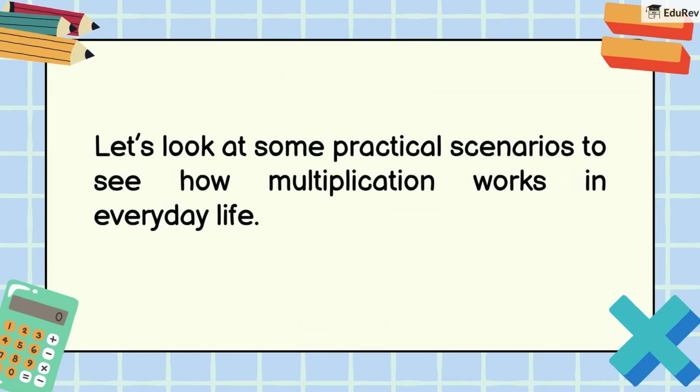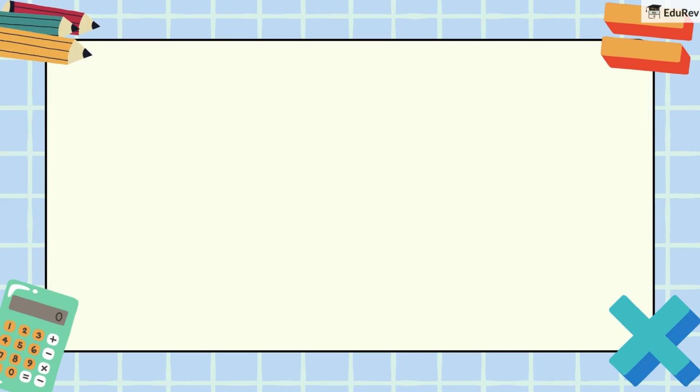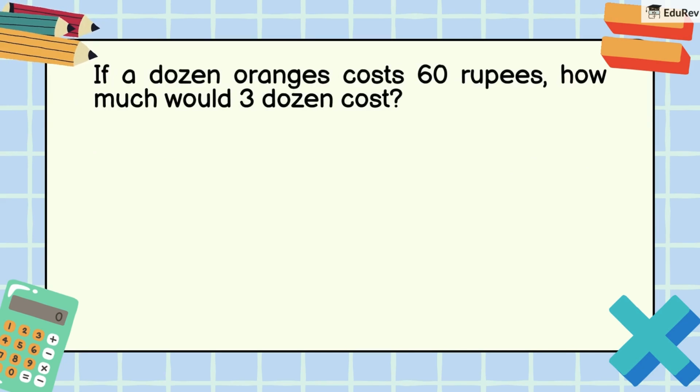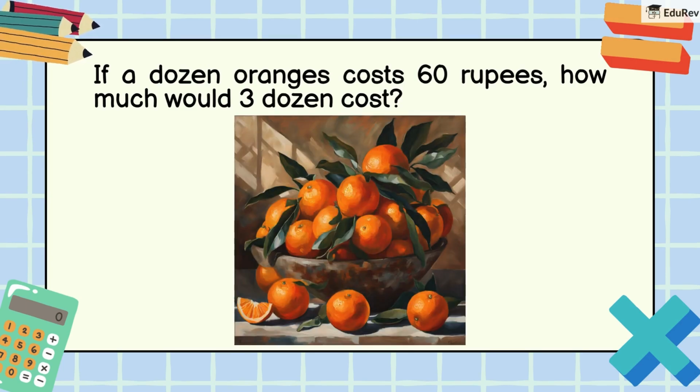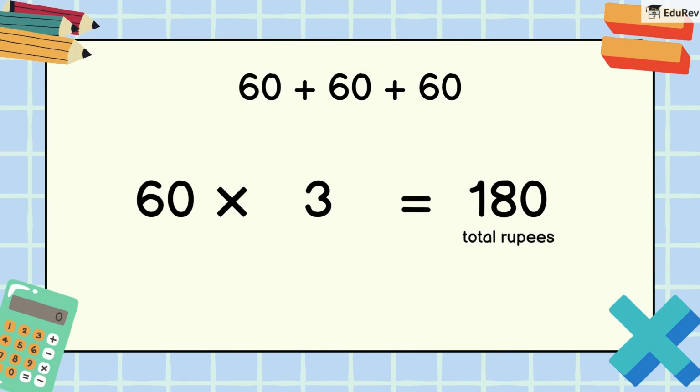Let's look at some practical scenarios to see how multiplication works in everyday life. Imagine you are at a fruit market. If a dozen oranges costs 60 rupees, how much would 3 dozen cost? Instead of adding 60 plus 60 plus 60, you can simply multiply 60 by 3. So, 60 times 3 equals 180 rupees.